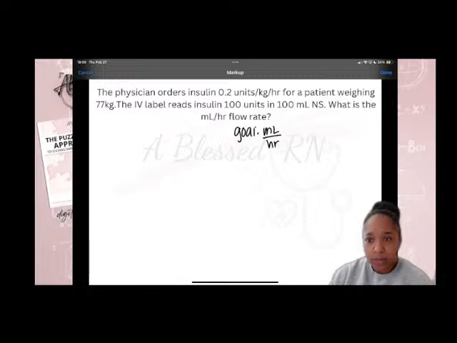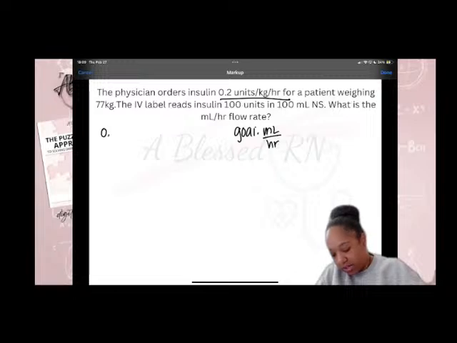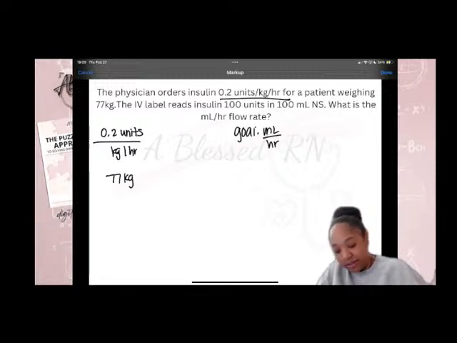I never know what problem to choose, what number to choose first. That's okay. All right. So what's together stays together. You see this one? They're in a three-way, but that's okay. No judgment. We keep them together. So 0.2 units per kg per hour. We got 77 kilograms. It's just hanging by itself. And then the medicine is 100 units per 100 milliliters.